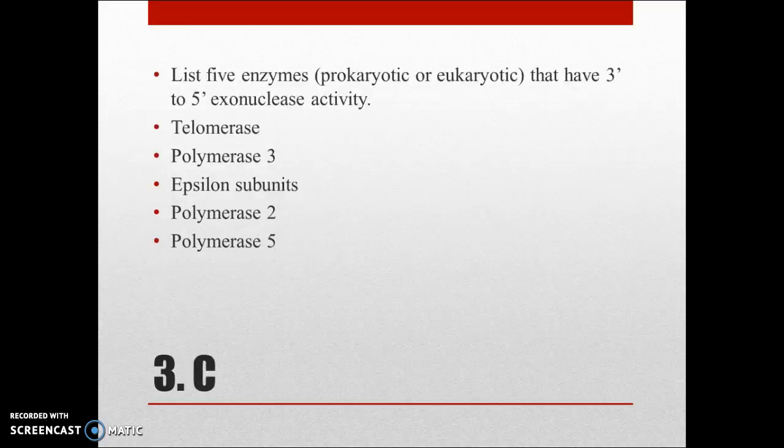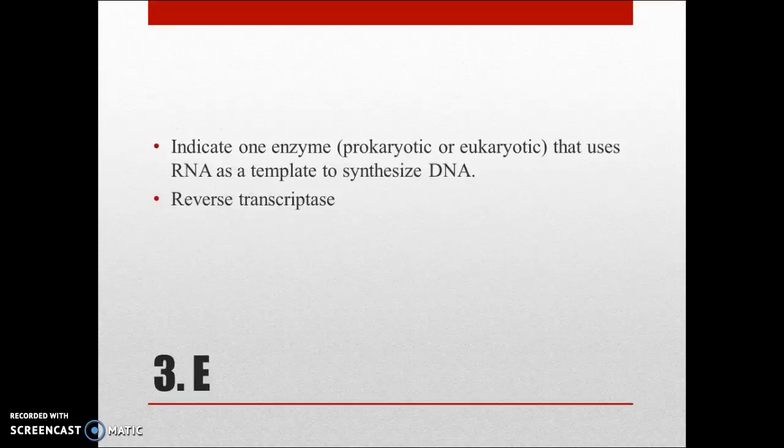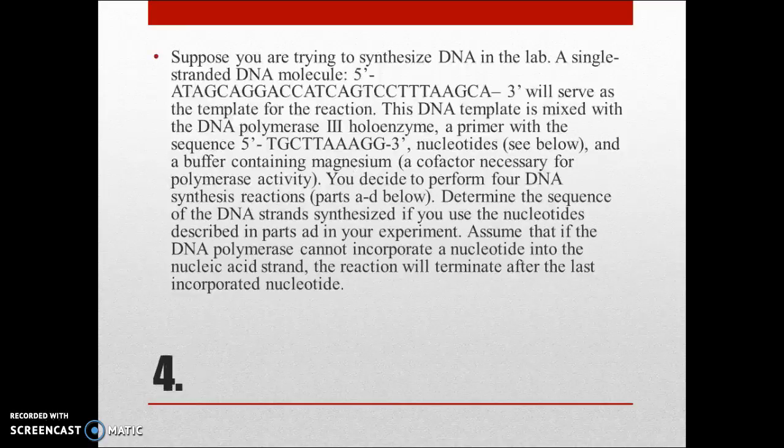Those 5 enzymes that have 3' to 5' exonuclease activity, and these are telomerase, polymerase 3, epsilon subunits, polymerase 2, and polymerase 5. 3D. Indicate one enzyme involved in replication that uses DNA as a template to synthesize RNA, and this is DNA primase. And 3E. Indicate one enzyme that uses RNA as a template to synthesize DNA, and that's reverse transcriptase.